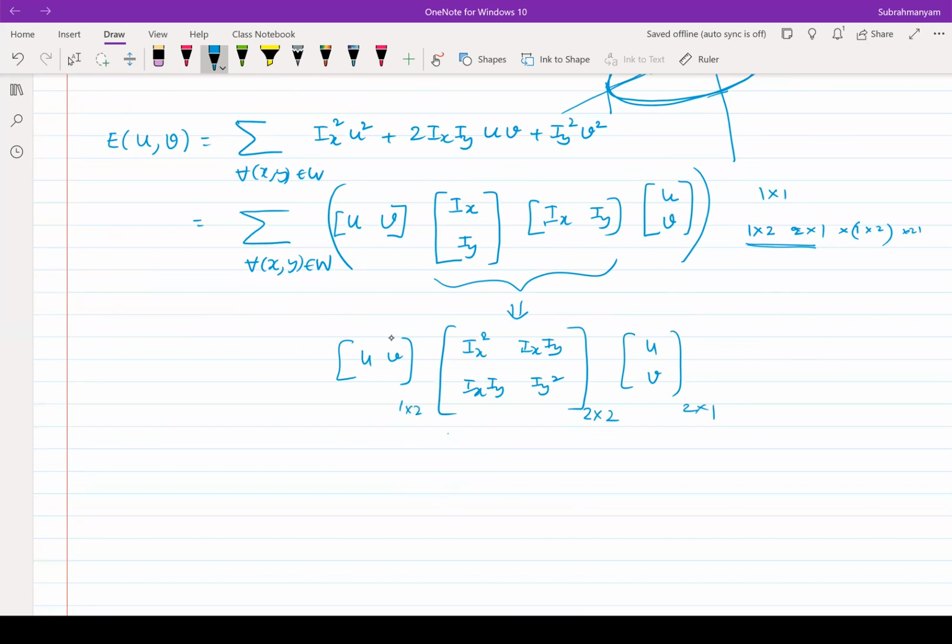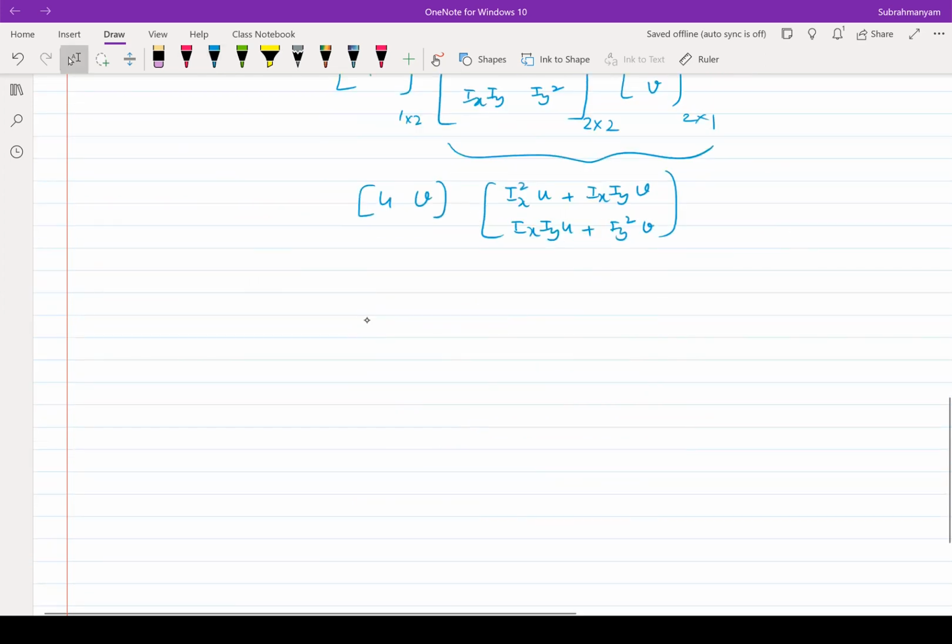Now it's up to you which one you want to multiply. Let's multiply this. It doesn't really matter in which order you do it. Ix square times u. Now I should be getting a 2 cross 1: Ix square times u plus Ix Iy times v. Similarly, Ix Iy times u plus Iy square times v. Now you multiply these two, so 1 cross 2 with 2 cross 1, I would be getting 1 cross 1.